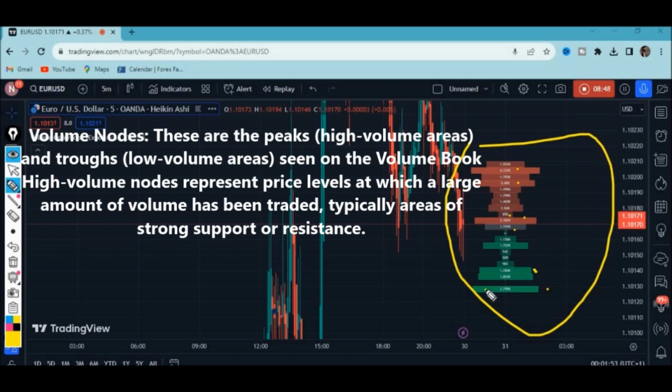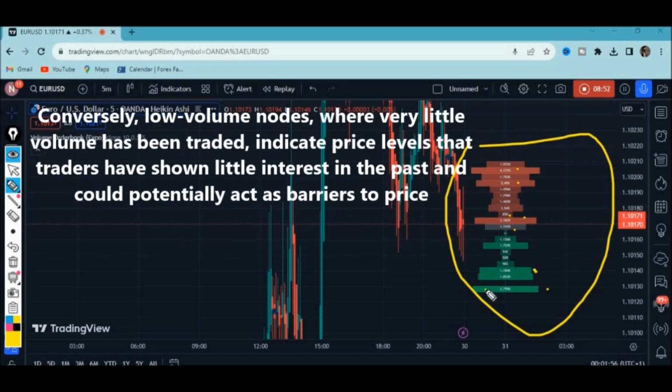It can be your high traded nodes, and conversely, low volume nodes where very little volume has been traded indicate price levels that traders have shown little interest in and could potentially act as barriers to price. It's important to note that while high trading volume can imply significant market interest, it doesn't always mean the price will stop or reverse at these levels.